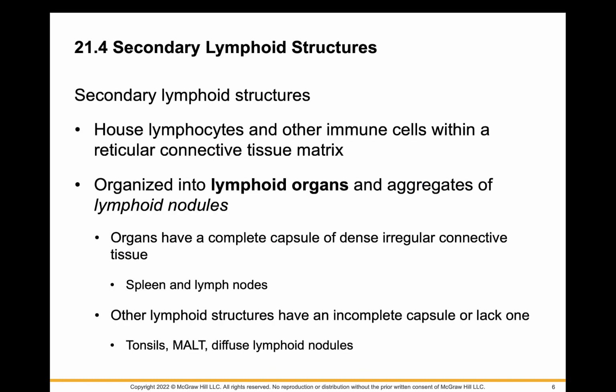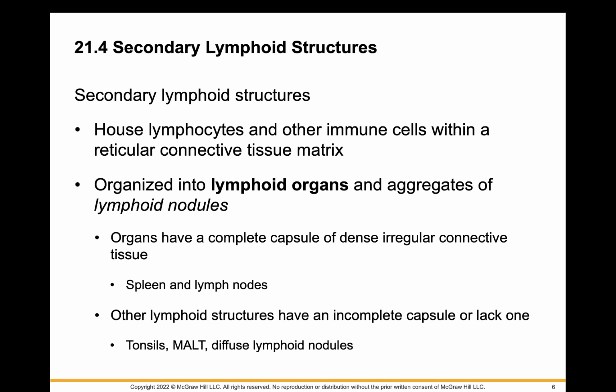We're now going to move on to those structures that we consider to be secondary. And remember, these are going to be those structures that house lymphocytes and other immune cells, and generally they're going to be found within a reticular connective tissue matrix. And when you are covering histology, reticular tissue is not one of those big tissues, and it generally is limited to lymphoid structures.